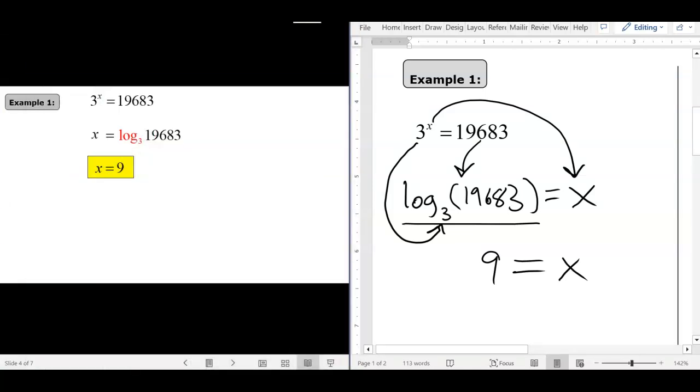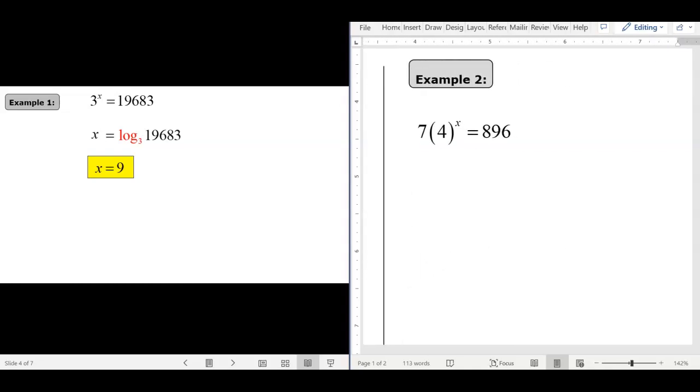Cool. But I got to do that switcheroo thing, and then once it's x equals, now I can actually just plug that in the calculator. Cool. Let's talk about example 2.